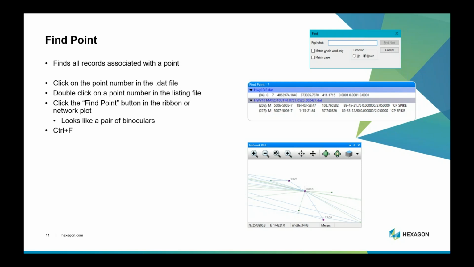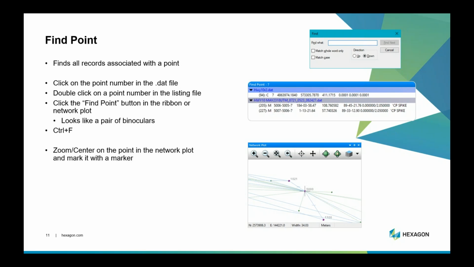You can click on the point number in your DAT file where it will be highlighted in red. You can double click on the point number in the listing file, or you can click on the find point button in the ribbon at the top or on the ribbon in the network plot. And it looks like a pair of binoculars. The Control F shortcut that you would use for finding things like on a website or something works for this as well.